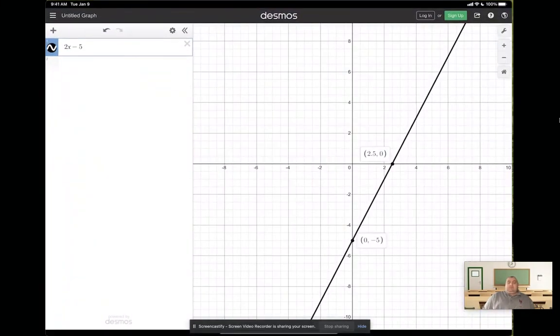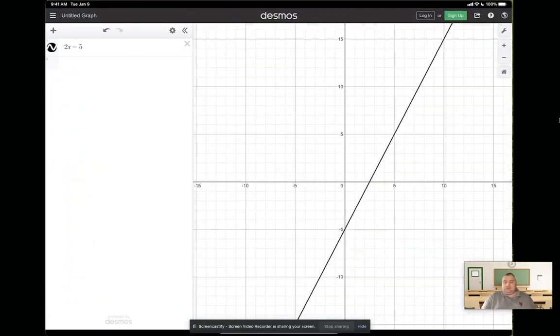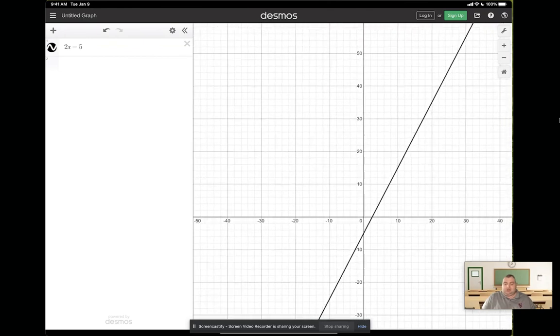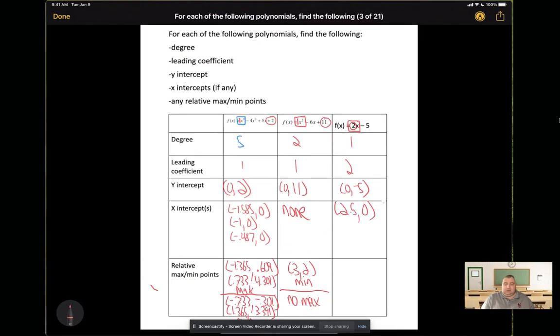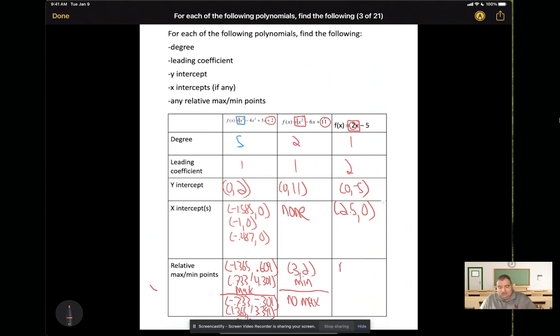And then for max min points, we have to consider the fact that this graph is a straight line. It's linear. Does a linear graph actually have a maximum or minimum point? Does it have a high point or a low point? And the answer is no, because it goes on forever in a straight line in both directions. So this particular graph, because it is linear, has no minimum points and no maximum points.